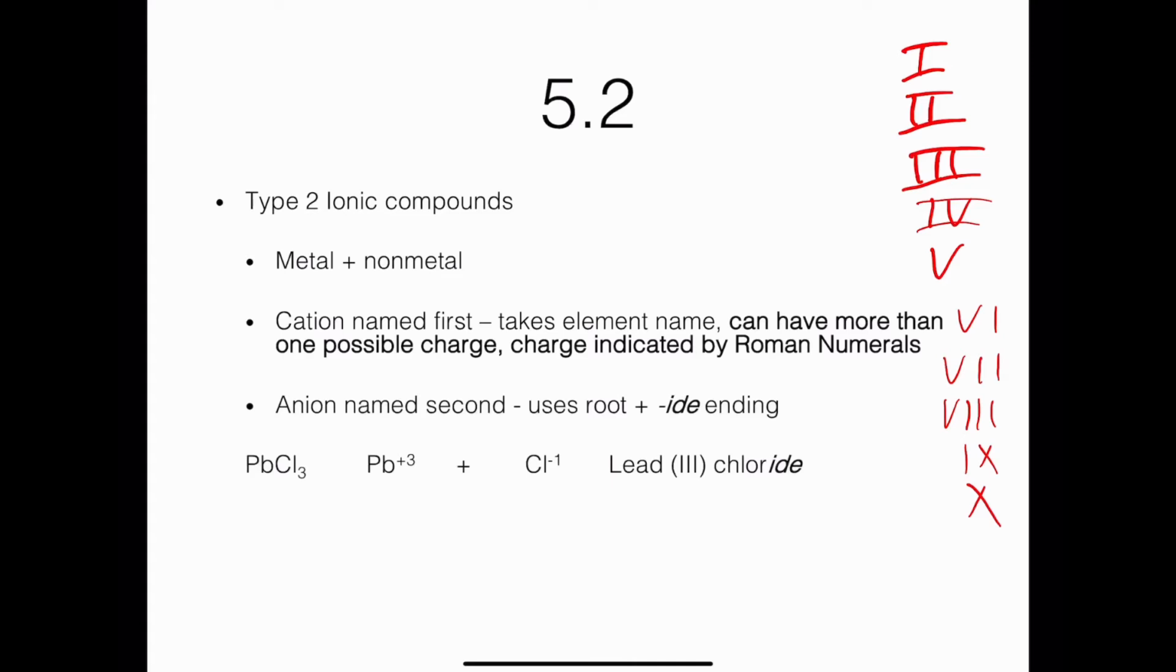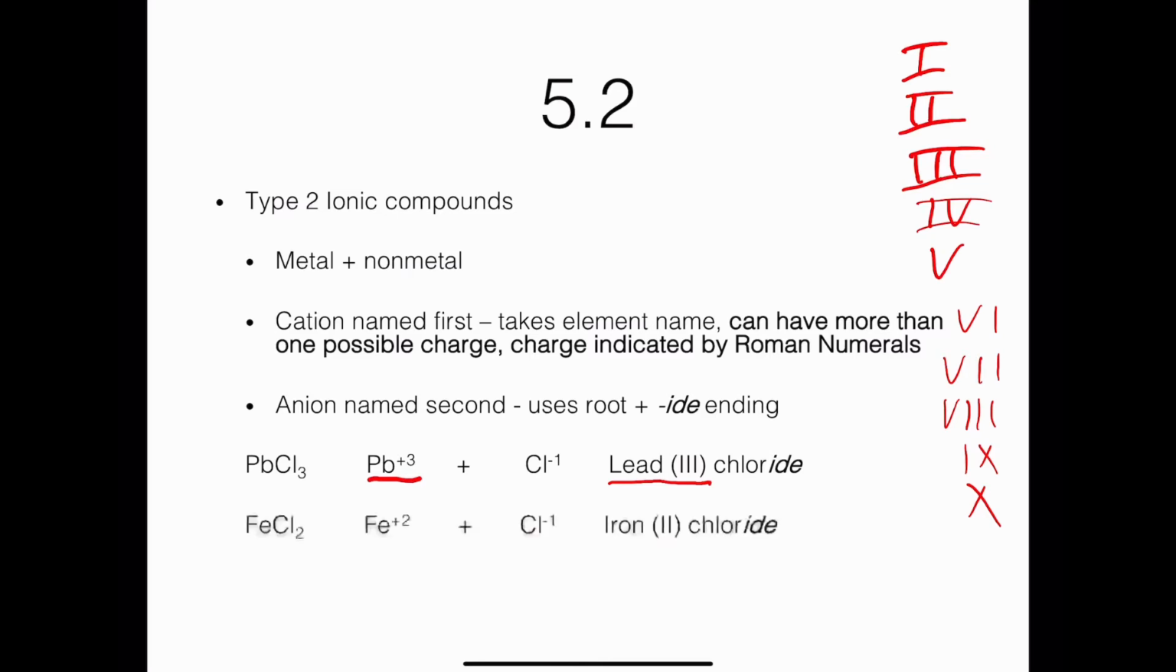But when we name it, we use the Roman numeral to indicate the charge on the cation. So when we undo our crisscross, we see that lead has a positive 3 charge, and that's where the 3 goes. It goes after the cation name, in the middle of the compound. Notice the end is the same. It's still chloride. Nothing has changed about the name of the anion because anions can only have one type of charge. The only thing that's changed is specifying the charge on the cation using a Roman numeral.